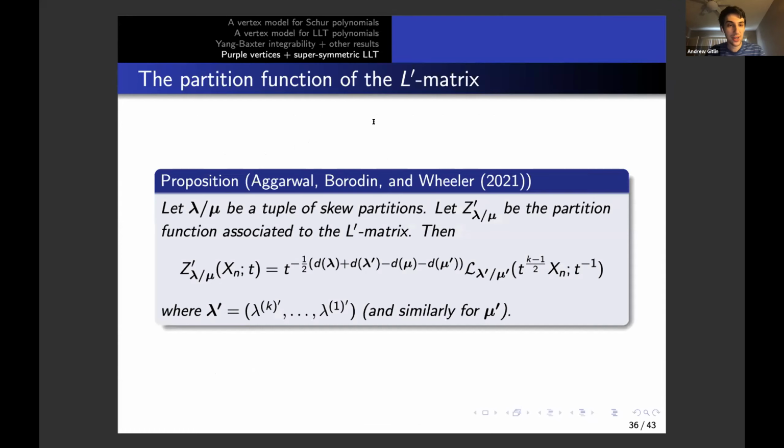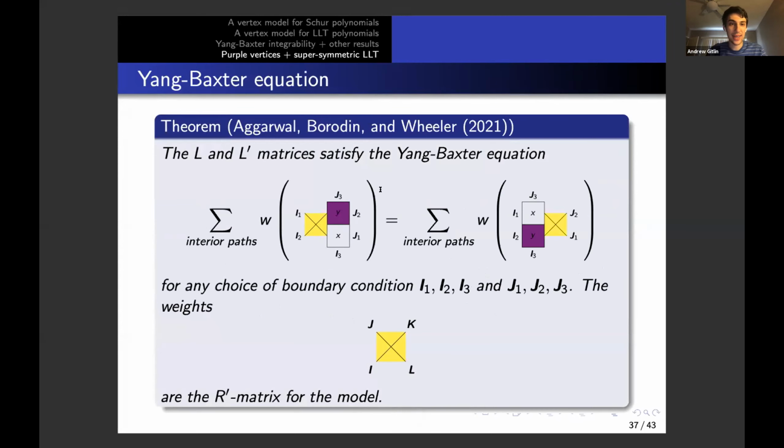And Agarwal, Borden, and Wheeler proved that these purple weights give me a partition function associated to the conjugate LLT polynomial up to some power of t. So here, when I talk about conjugating a tuple of partitions, I mean conjugate all the individual partitions and then reverse their order. They also showed that the L and L prime matrices together satisfy the Yang-Baxter equation in the presence of a yellow vertex, which is the R prime matrix for the model.